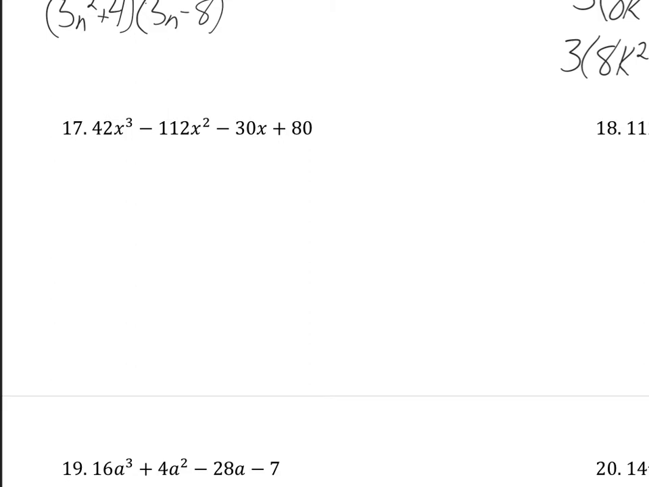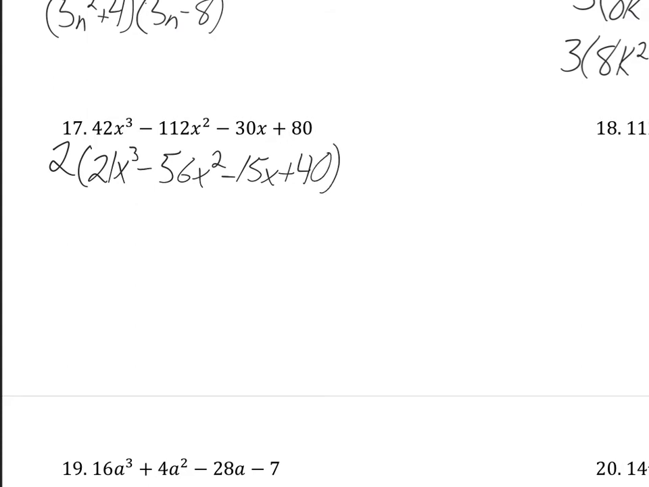So looking at this, I have all even numbers, so I know at the least I can pull out a 2 at the very beginning. And I think that's all I can do. So I'm going to pull out a 2. So 42 divided by 2 is 21x to the third, minus 112 divided by 2 is 56x squared, minus 30 divided by 2 is 15x, plus 80 divided by 2 is 40. So looking at all these, there was nothing else I could do because 15 and 21 have 3, but 56 doesn't work with those. So we're good to go.